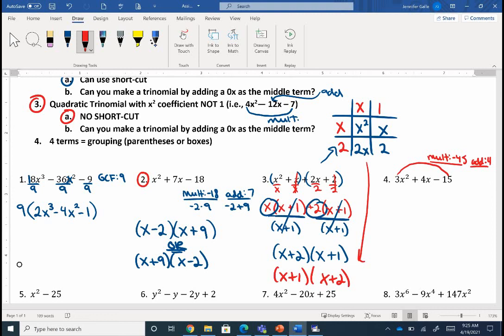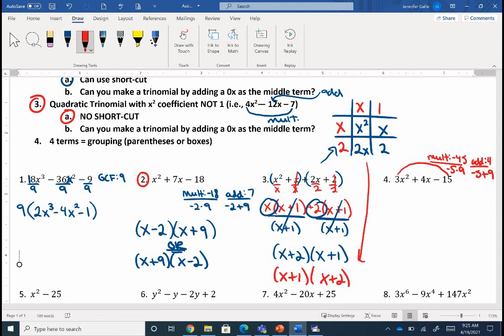Or excuse me, I had to get 4. 5 and 9. Which one's going to be negative? Negative 5, positive 9. Again, they have to multiply to give us negative 45, and they add to give us 4.